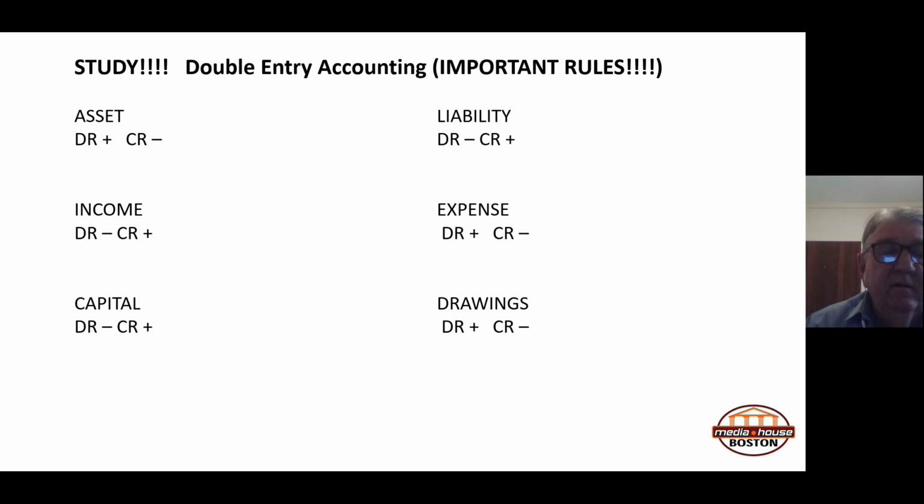So in drawings, if they take money out of the business, let's take the bank example again. They're taking 100 Rand from the bank. So we're going to credit the bank and we're going to debit drawings. So drawings increases.